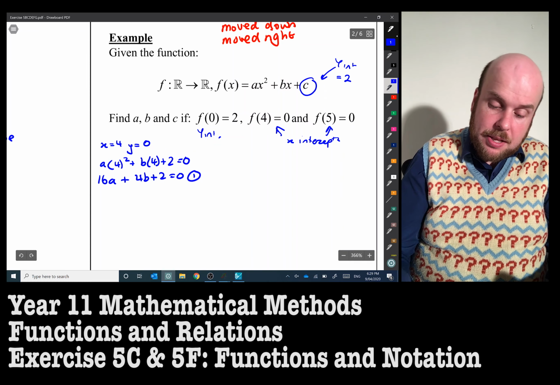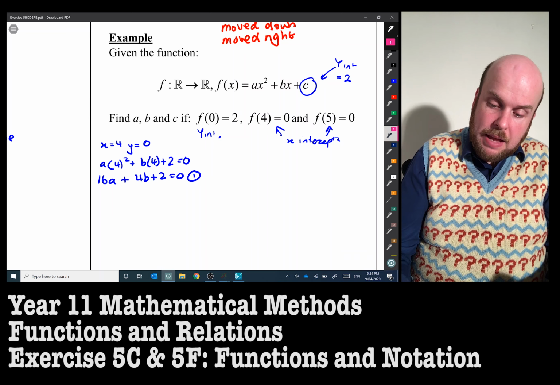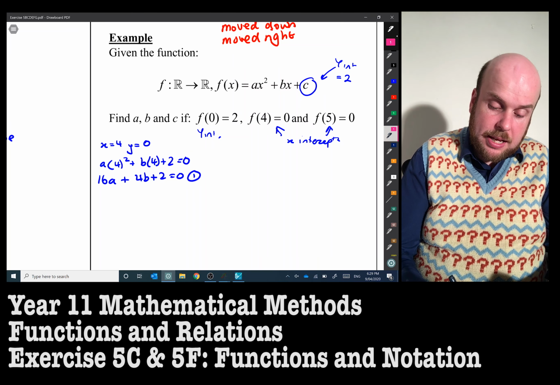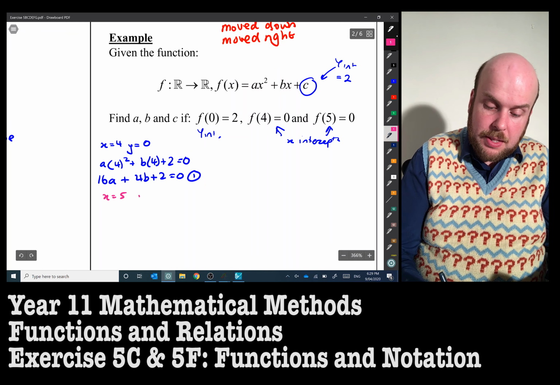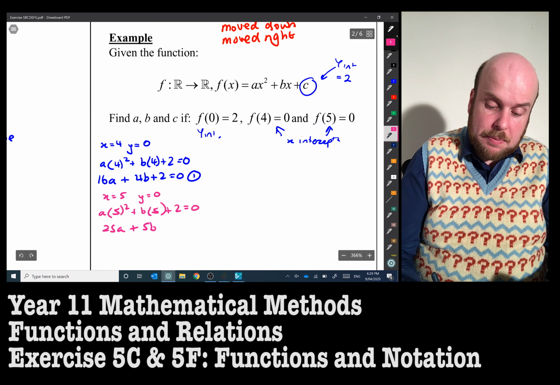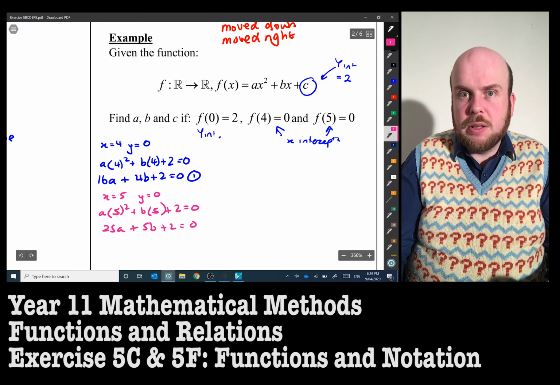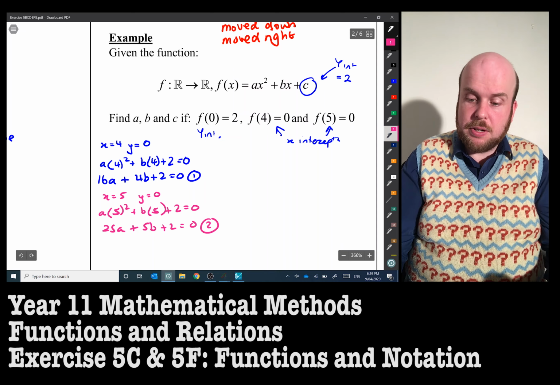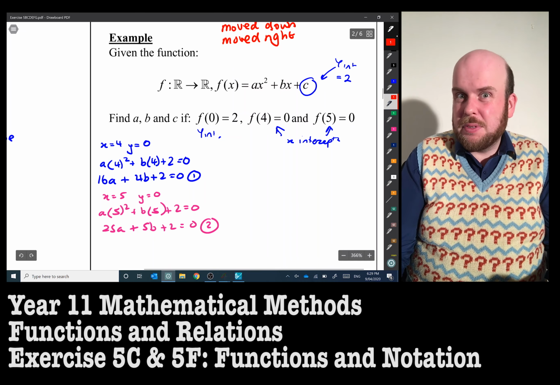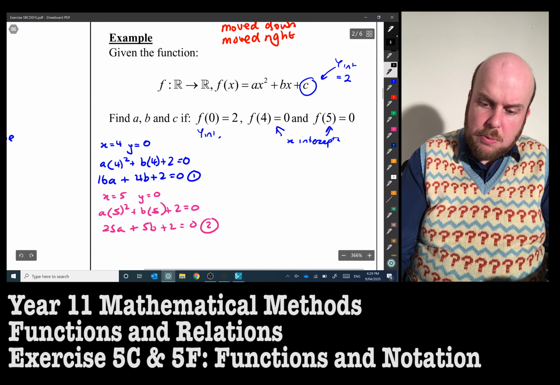And then we can set up another equation with the other setup here, which would be f of 5 equals 0. So x equals 5, y equals 0. So a times 5 squared plus b times 5 plus 2 equals 0, which is 25a plus 5b plus 2 equals 0. So we can set up these two equations, but that's a very laborious task. We can also do it on the calculator as well. If these are intercepts, why not do factorized form? It's half our work done for us.